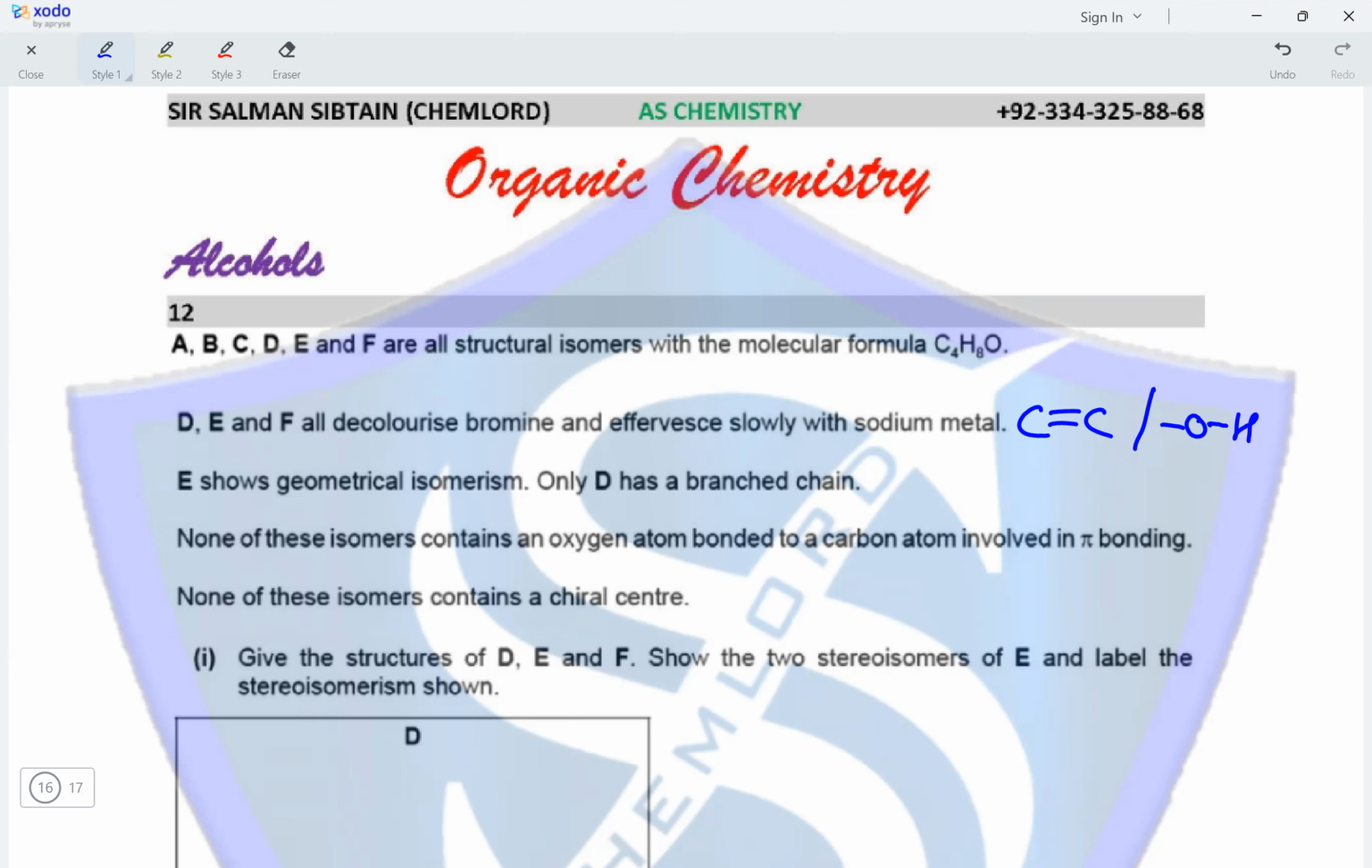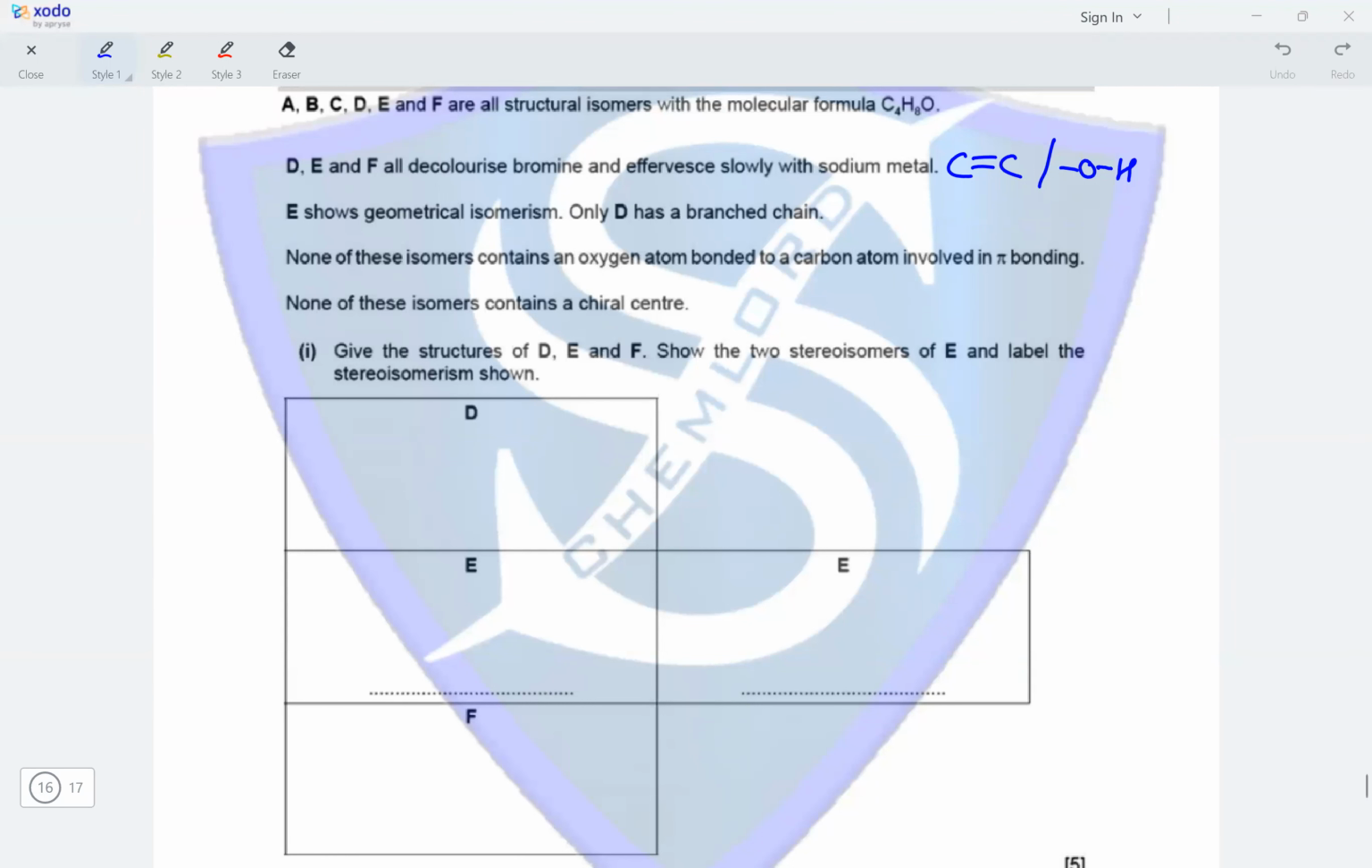None of these isomers contain oxygen atom bonded to a carbon atom involved in pi bonding. So a carbon double bonded to a carbon atom will not have the OH group present on it. None of these isomers contain a chiral center, so they will not have any carbon atoms with four different groups attached to them. Give the structures of D, E, and F. Show the two stereoisomers in E and label the stereoisomerism shown. Okay, so in D, we've got a double bond, an OH group.